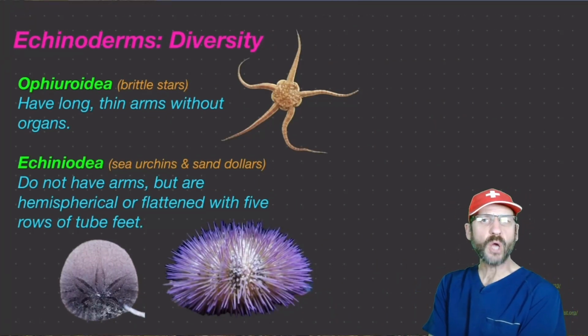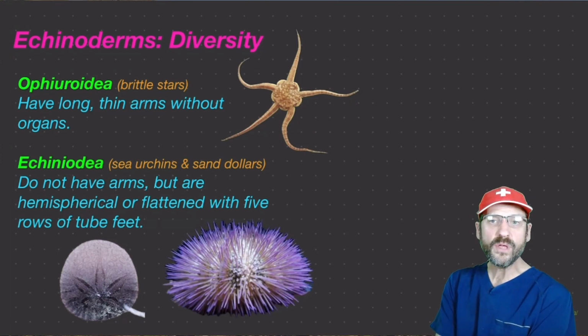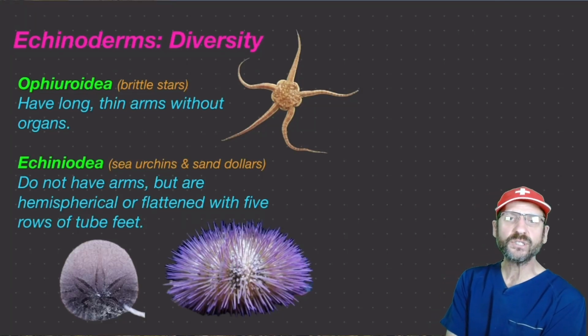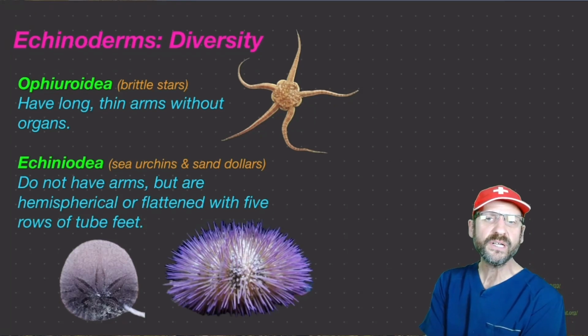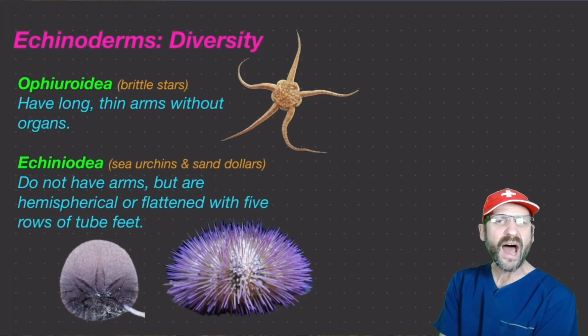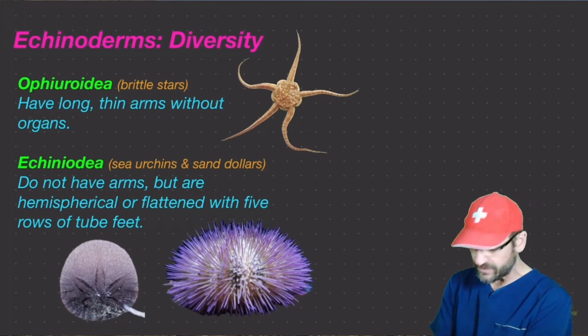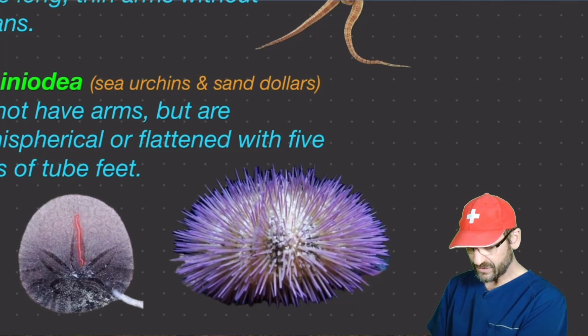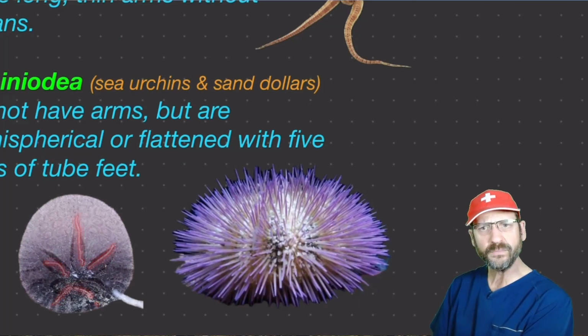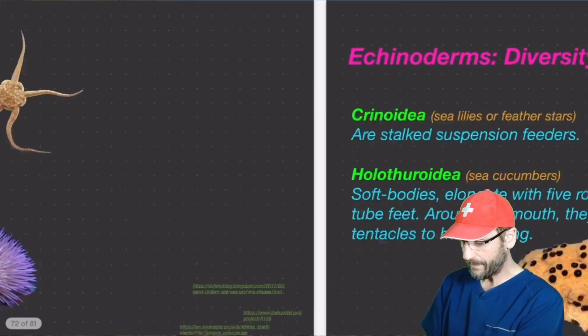Ophiuroidea are brittle stars, and they have long, thin arms without any organs in them. Echinoidea are sea urchins and sand dollars, and they do not have arms, but are hemispherical or flattened with five rows of tube-like feet. They just look so pretty, and you can see the tube-like feet coming out right here. They look like leaves.